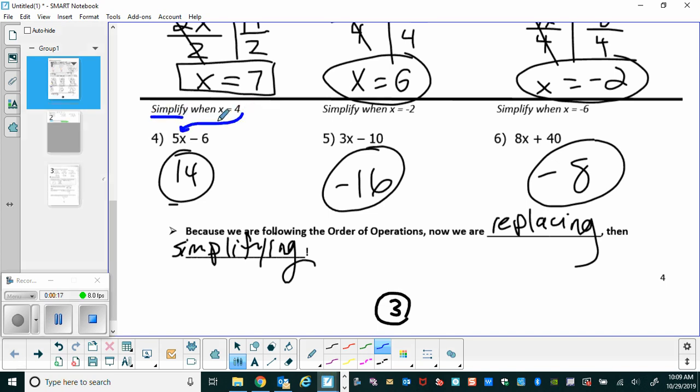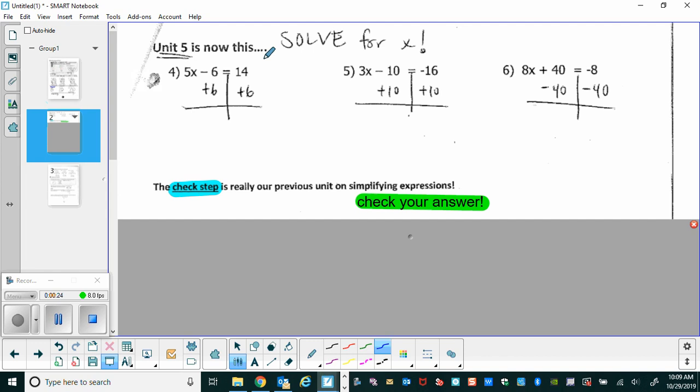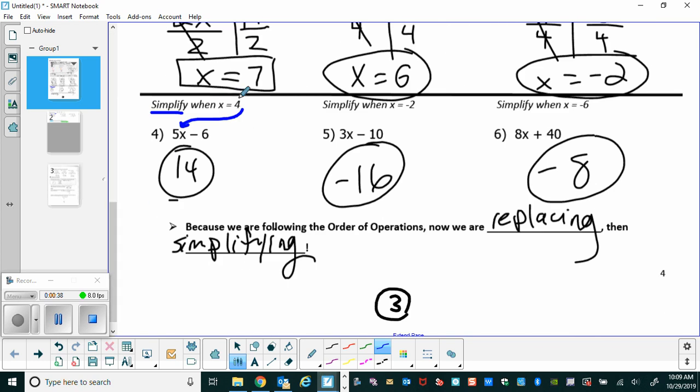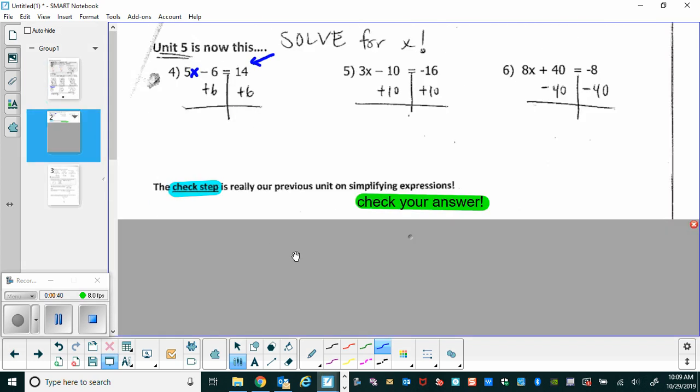And so for this first one, for example, we did 5 times 4 and got 20, and now we got 20 minus 6 to get the 14. So now on our new page, what we're doing is we've got the 5x minus 6 equals the 14. So I have now given you the total, and now we're going to work backwards to try to figure out what x has to equal. Now we already know from the bottom of page 3 that x is supposed to be a 4, so let's prove it.